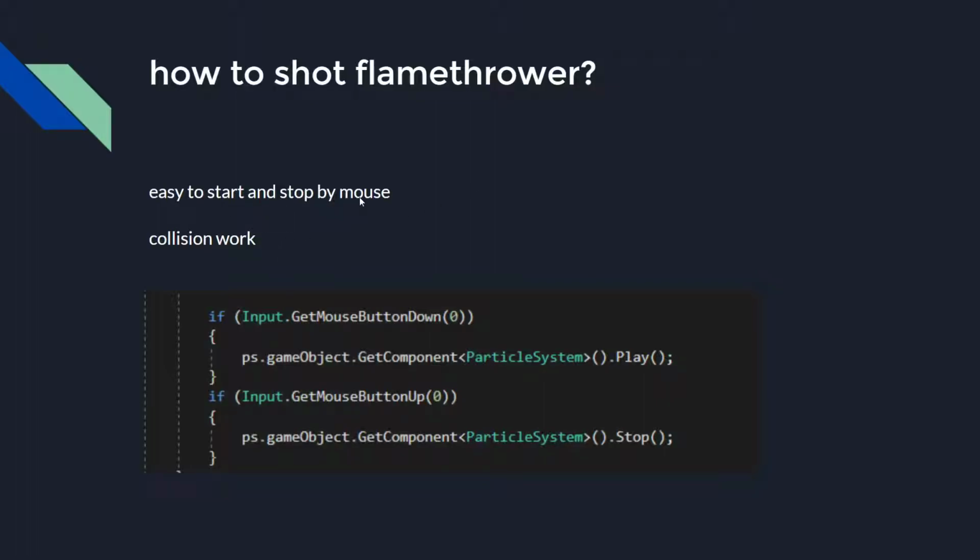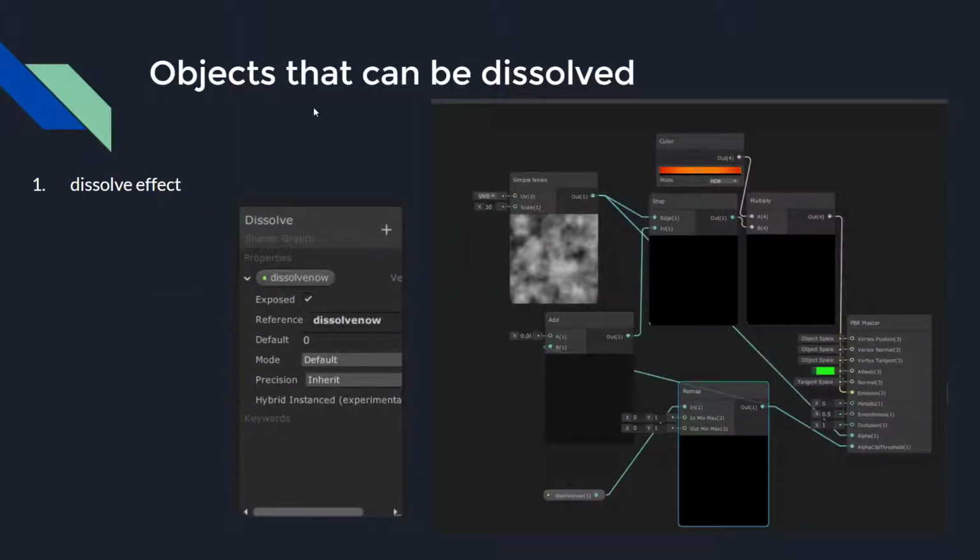So how to shoot the flamethrower? This is really easy to start and stop. By clicking the mouse, when we keep it down, they play, and when we release the mouse button, they will stop. This is the flamethrower part. But we also need the collision to work. The collision work will be in the code for the object, so the object can be dissolved.